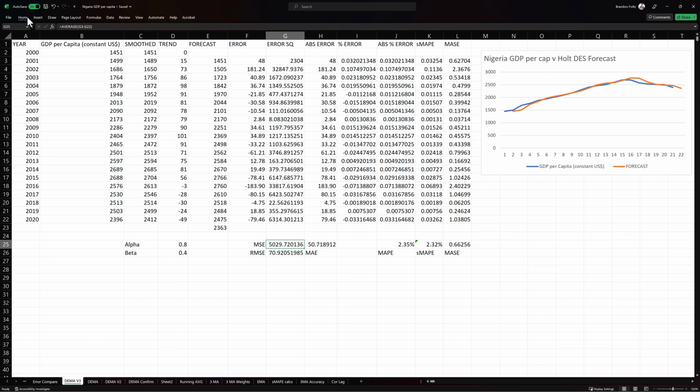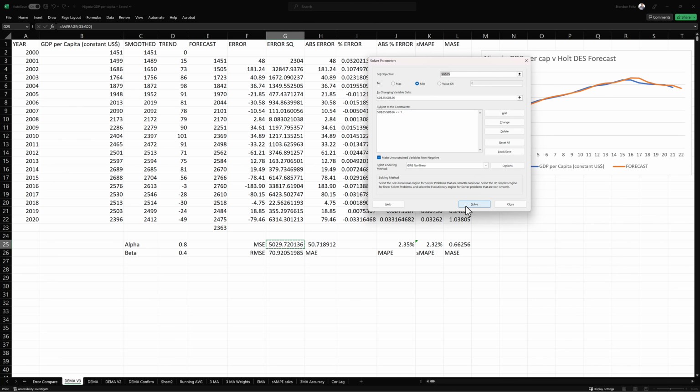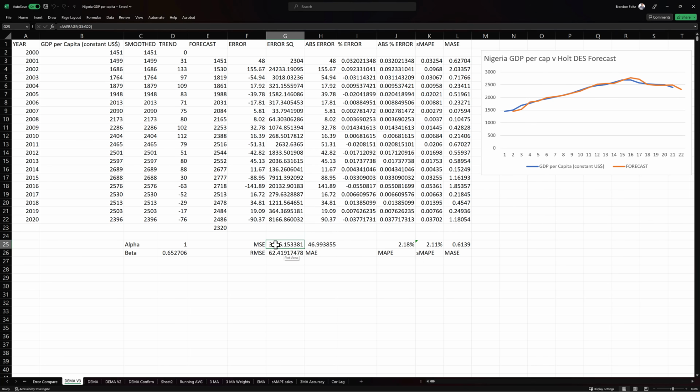I can go back up to Solver. So 5029, Data, Solver, it remembers everything. Run it again. So 5029 to 3896. So these are the values of alpha and beta where the mean square error is at its lowest. And we can see the chart over here on the right that we saw in the PowerPoint part of the video. And because all of this is connected in one sheet, we get all of our other measures as well. So we get our root mean square error, we get our MAPE, SMAPE, and MASE. So let's go back to the PowerPoint and finish this out.